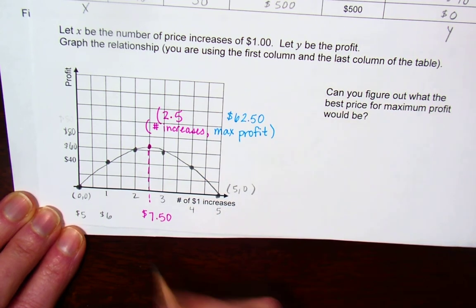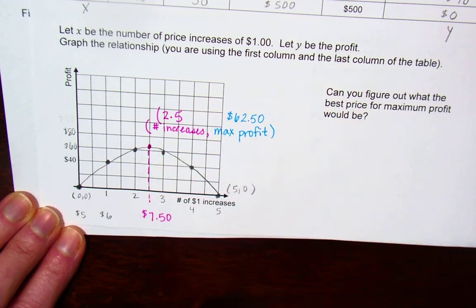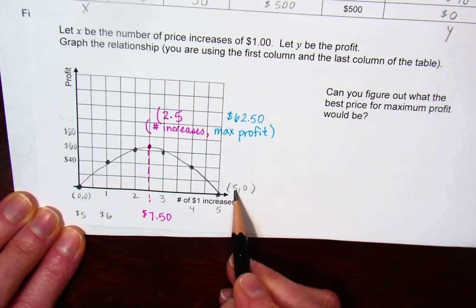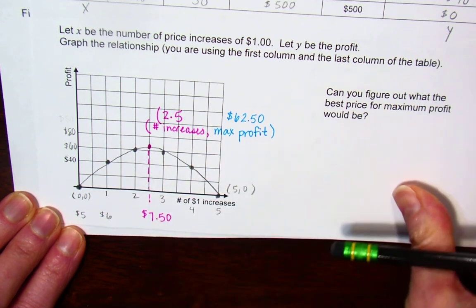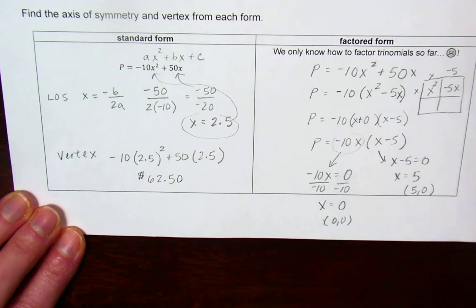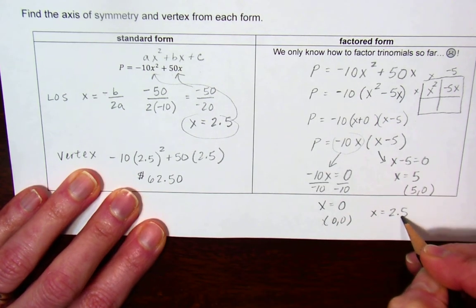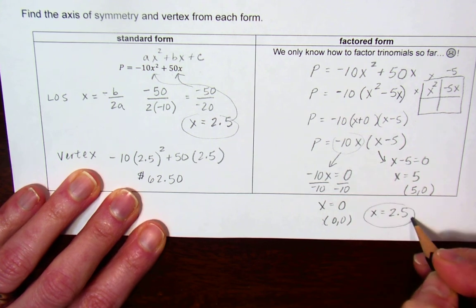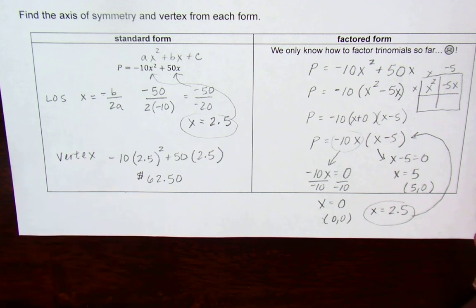The line of symmetry is halfway in between the x-intercepts. Always, it has to be. So if I say what's halfway in between 0 and 5, that would be 2.5. That is my line of symmetry. And then again, I could take that line of symmetry, which is halfway in between here and here, and substitute it back into the equation to figure out what my maximum profit would be. You don't have to do that right now. We're going to have plenty of opportunity to practice that later on.